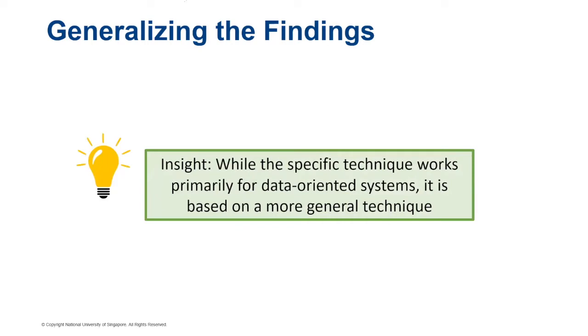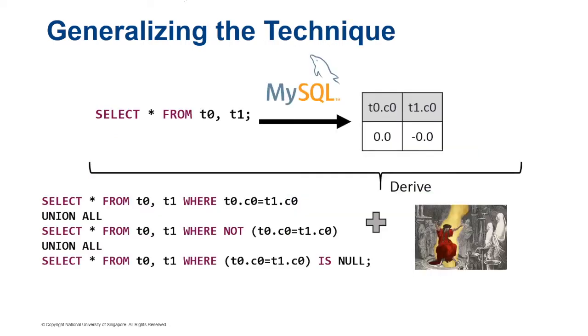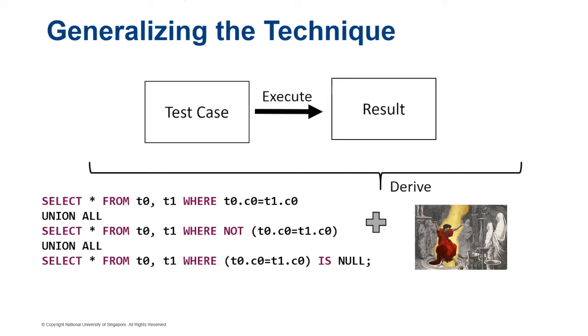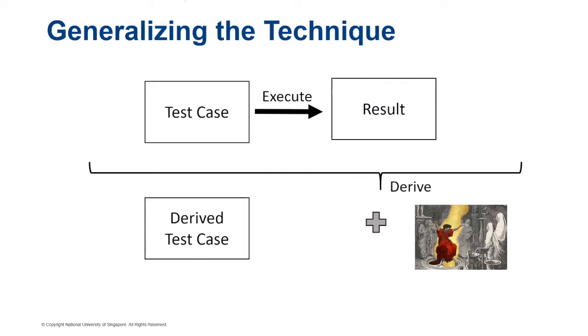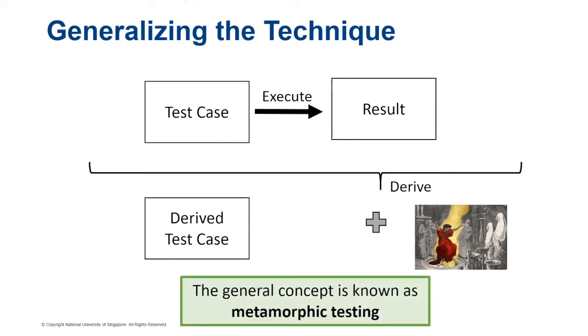Now, the technique that I presented primarily works for data-oriented systems, but it's actually based on a more general technique. So I also want to mention this. Namely, we had this original query that we executed and then obtained the result. So on an abstract level, we had this test case that we executed to then get the result. And based on this, we derived a new test case for which we could then provide the test oracle. And this technique is actually known as metamorphic testing. So it's a bit more general idea of how to test a system automatically.